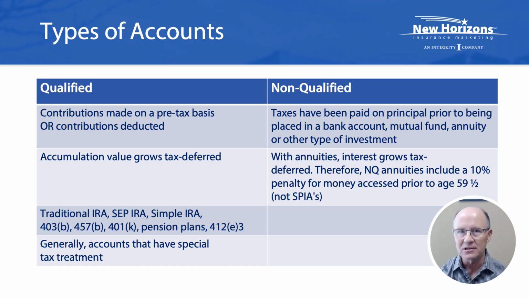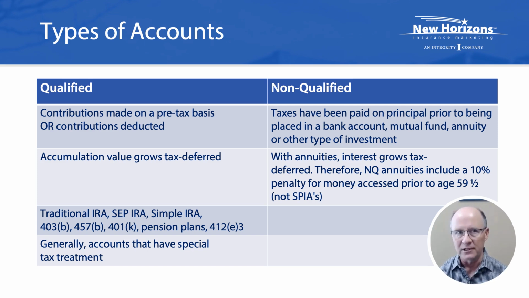The other major account would be non-qualified. The taxes on these have already been paid on the principal. This would be what you and I would know as bank account money, might be in a mutual fund or some type of annuity or investment, but we have already paid the taxes on this principal. It might be sitting in a CD, savings account, or checking account, what have you. But with these, the interest will still grow on our annuities tax deferred.